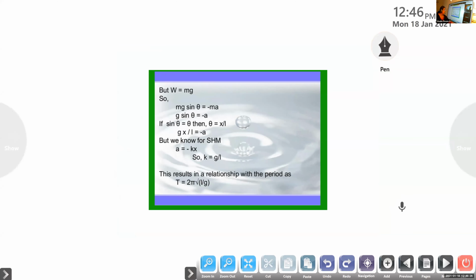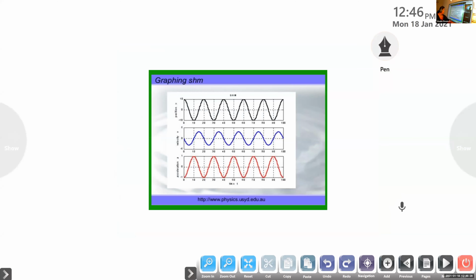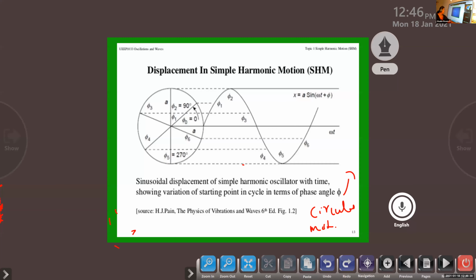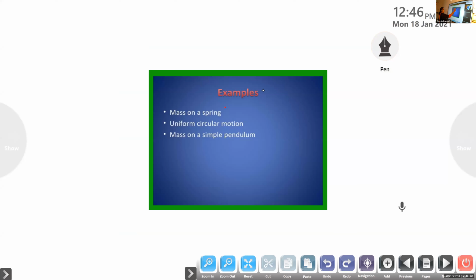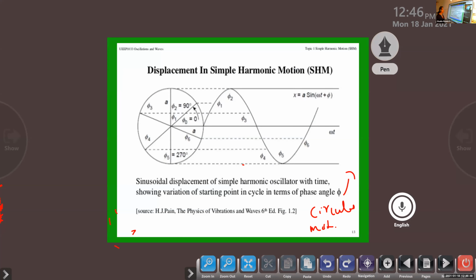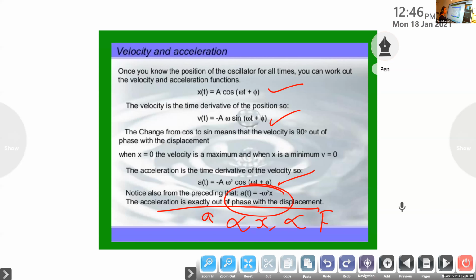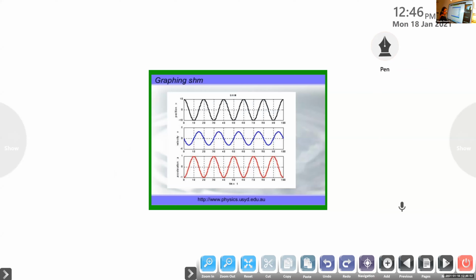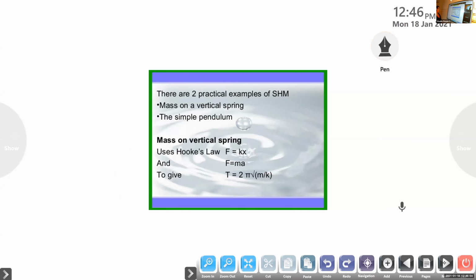So we have 3 examples. You have to explain simple harmonic motion in 3 examples. Mass on a spring is over. Uniform circular motion is over. And now we are coming to the simple pendulum. How can we define it in a simple pendulum? There is no difference in this. The equations are the same, but the only thing is that we need to find out how the time period is going to be in terms of the simple pendulum. Okay.